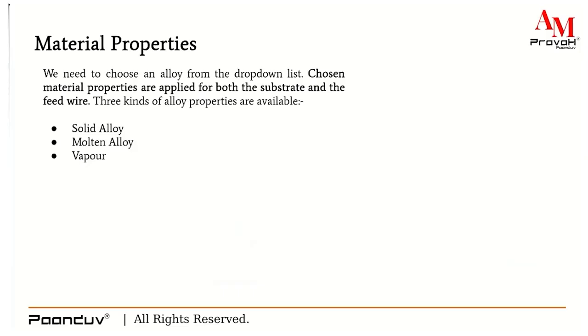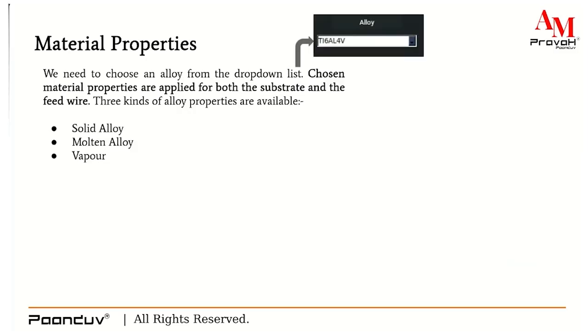So for the material properties, you need to choose an alloy from the drop-down list. There are some alloys, and the respective properties are already loaded in the software. The mostly used one is the Ti 64 alloy, as you can see in this picture. So one thing to keep in mind in this material properties section is that the chosen material properties are applied for both the substrate and the feed wire.